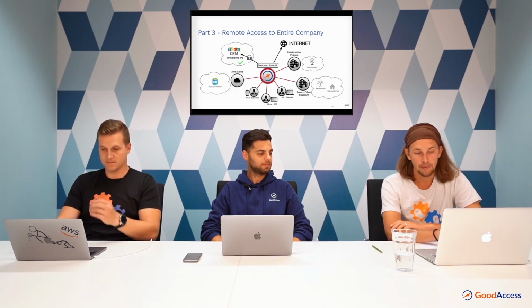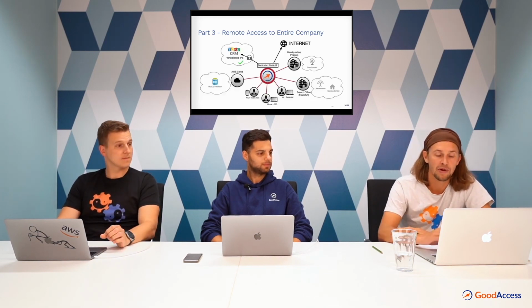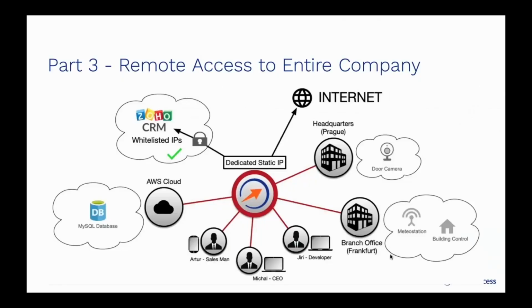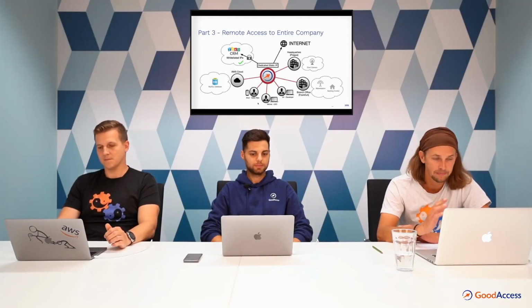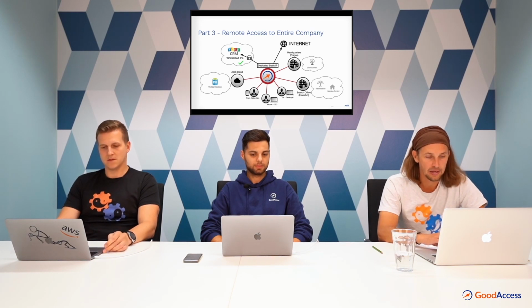So the setup we're going to do at the moment is to add another branch office in Frankfurt and the cloud, which is AWS with a MySQL database. And then all team members will be able to access all the systems on all networks which the company has from one single point, from one single app, by one click in GoodAccess. Well, let's get back to the configuration.